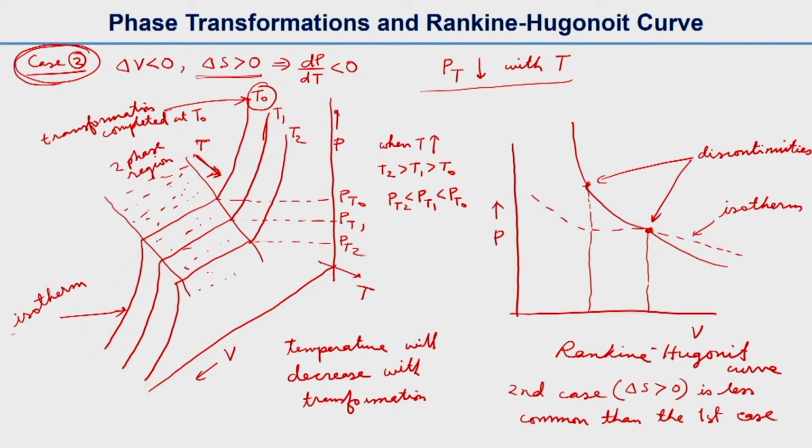Which is, as you can understand, delta S is smaller than 0. So now you will check how this Rankine-Hugoniot curve influences the shape of a shock wave.